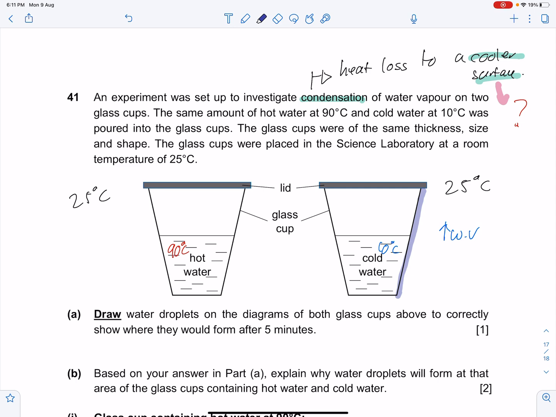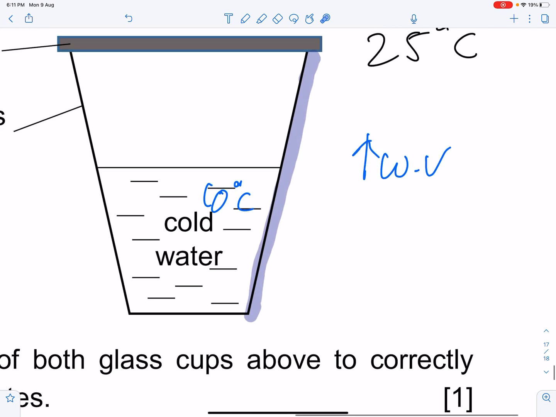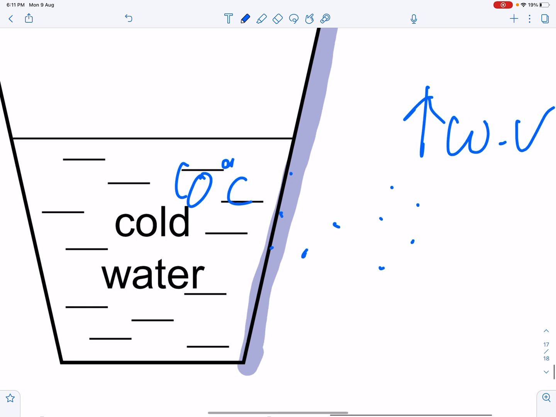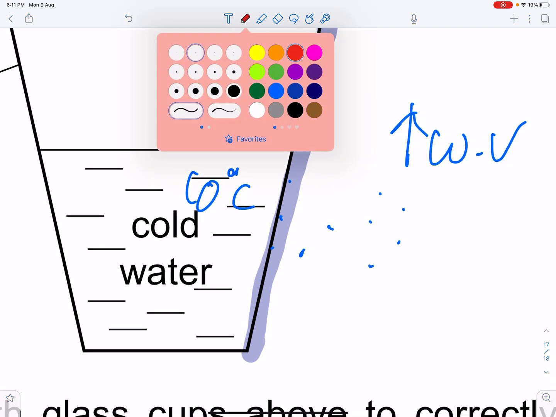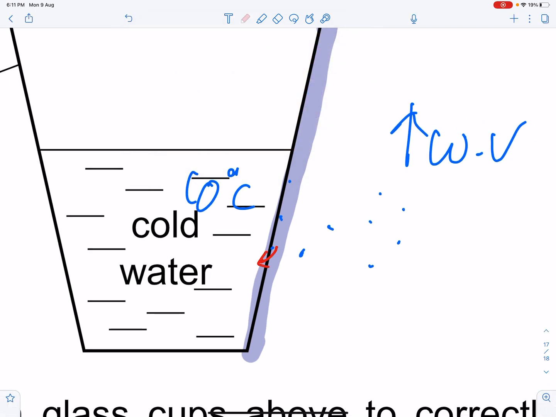So maybe about, I won't say at 10 degrees, because it will have lost some heat. Maybe it could be at 15 degrees, but it is still lower than 25 degrees. So therefore, what actually happens is that the water vapor in the air would touch the cooler surface, and then it will start to lose heat to the cooler surface, right? And then it will condense to form tiny water droplets, okay?